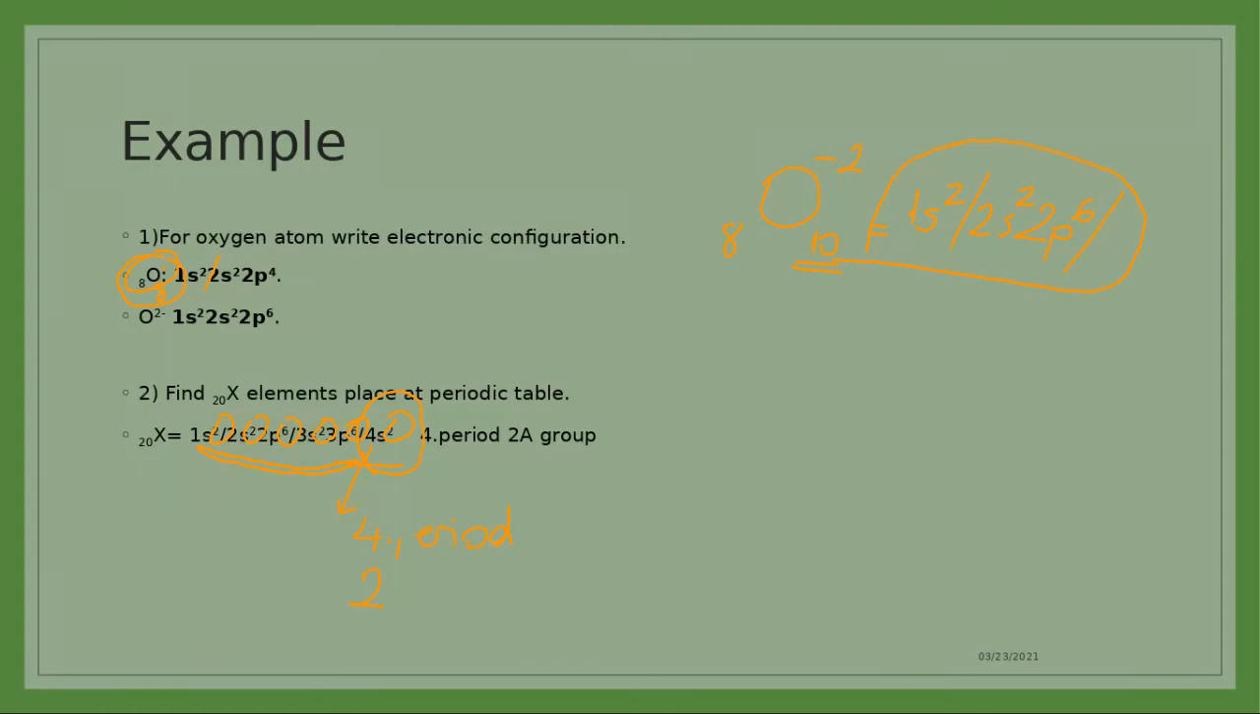If the ending orbital is S or P, that means the A group. If the ending orbital is D, that means the B group. But if it ends with F orbitals, we call them lanthanides or actinides. So this is the 2A group. Okay, is that clear? I think this is clear.